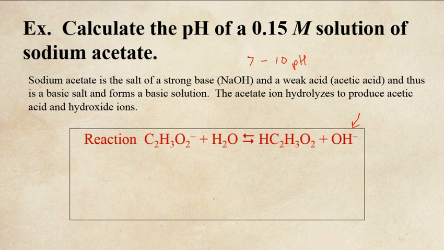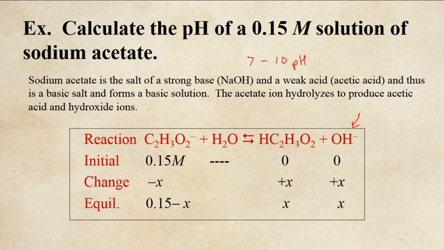Next, what we want to do is build our equilibrium. We started with 0.15 molar acetate ion. Again, it's a 1-to-1 ratio with acetate ion and the acetic acid. So we don't consider water because it's a liquid, and here our products of intact hydroxide and acetic acid are zeros. And so we pop through the equilibrium system to get our equilibrium expression, and then we're going to write a Kb.